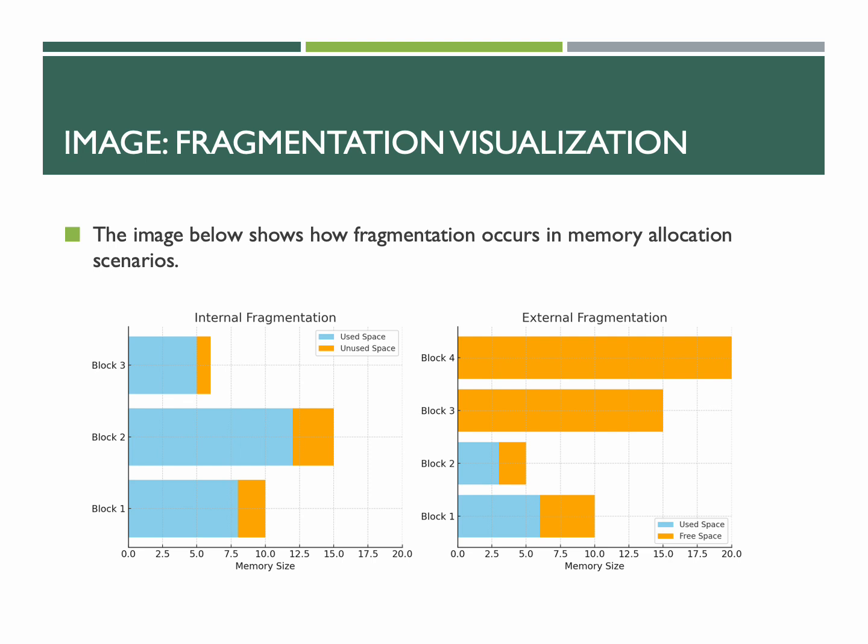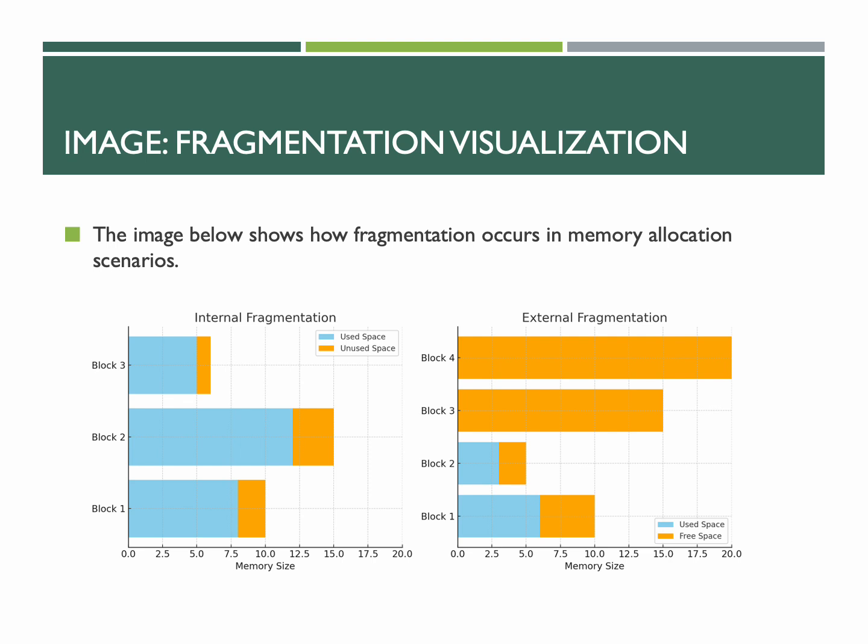So this is the visualization of internal and external fragmentation. Here memory blocks are allocated to processes, but there's some unused space within each block. For example, in block 2, the process uses most of the memory, but a portion remains unused. This occurs because the block size is larger than what the process requires. The orange segments in the graph represent the unused space caused by internal fragmentation.